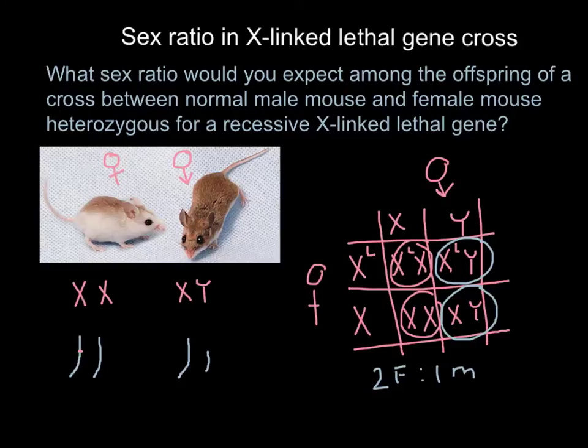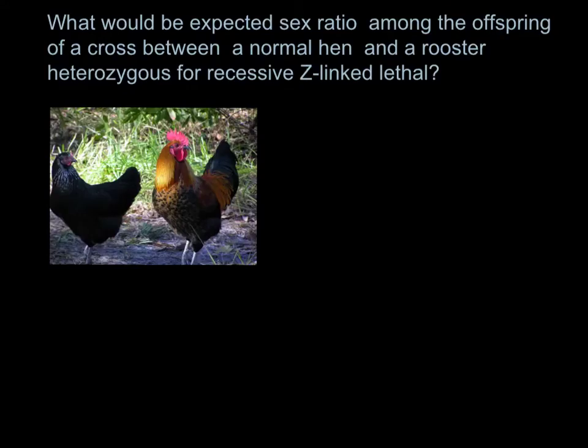And on the next slide I will explain another example of the sex ratio in birds, because birds use a slightly different sex determination system, and it would be interesting to solve a problem using a different organism as an example. And here is another example, and here is the question. What would be the expected sex ratio among the offspring of the cross between a normal hen and a rooster heterozygous for the recessive Z-linked lethal?